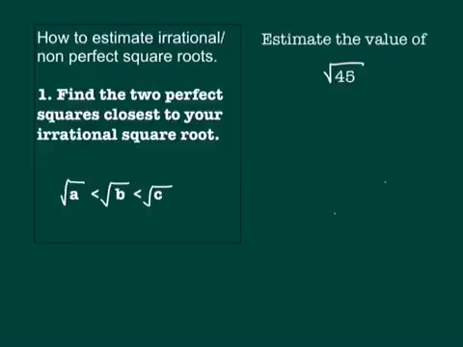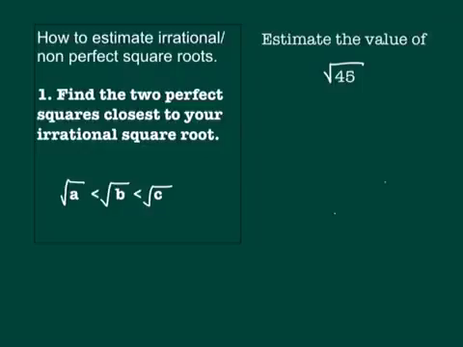This video is going to show you how to estimate irrational or non-perfect square roots using a formula. So the question says, estimate the value of the square root of 45. Your first step is to find the two perfect squares that are closest to your irrational square root.